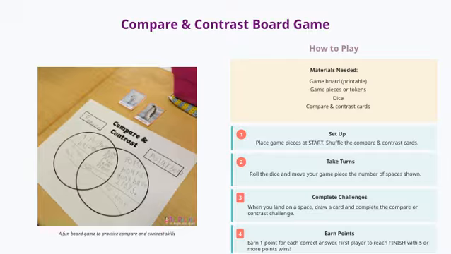You earn points for each correct answer, 1 point per correct response. The goal is to be the first player to reach the finish line with at least 5 points. This not only fosters friendly competition, but also reinforces the skills we've been discussing throughout the presentation. Overall, this game connects directly to our theme by making the practice of compare and contrast concepts both fun and memorable, helping learners develop these skills in an engaging way.